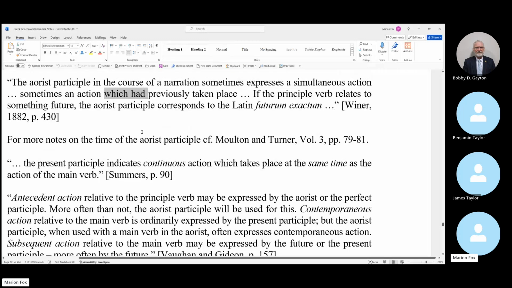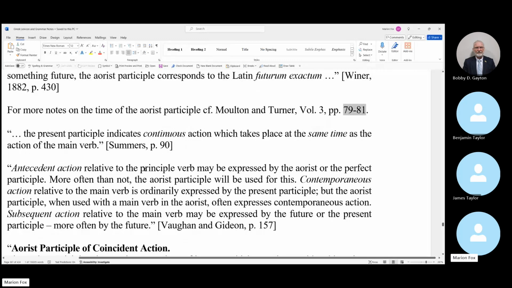Yeah. And here's some more notes. Pages 79 through 81, I don't have time, I just cited. It tells the same thing. Any question? All right.